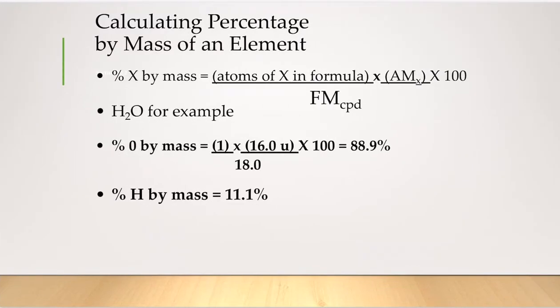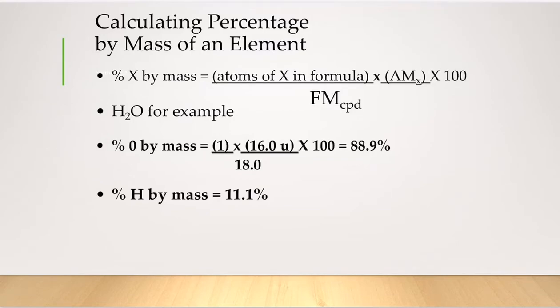Let's do an example here. Actually, this example is about calculating the mass percentage of an element in a compound. If you want to find the mass percentage of an element in a compound, first you need to know the molecular formula of the compound, and next you need to calculate the atomic mass of the compound.